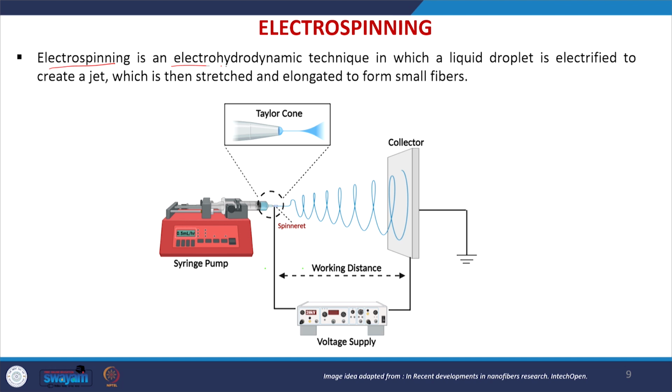Let us move on to the technique, that is electrospinning. How electrospinning can be useful for making the very smaller size fibers, that is nanofibers. Electrospinning is an electrohydrodynamic technique in which a liquid droplet is electrified to create a jet, which is then stretched and elongated to form small fibers. This is a horizontal electrospinning setup where your spinneret and collector are kept horizontal. Let us see the electrospinning technique in detail.